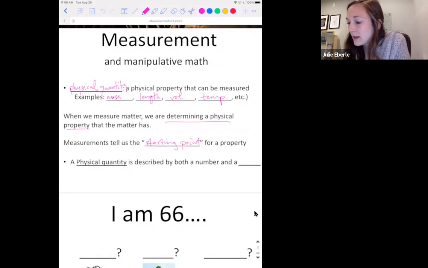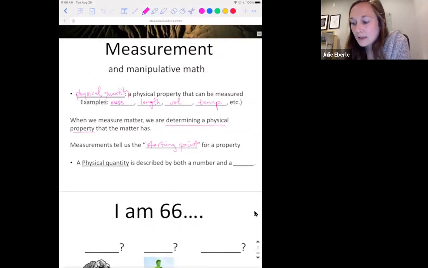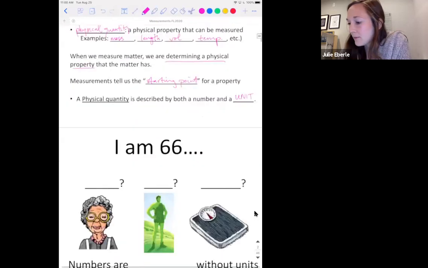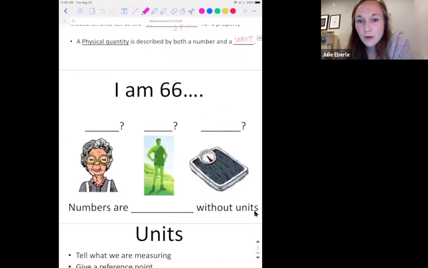Here's the most important part of this slide, this last statement down here: a physical quantity is described by both a number and a unit. I'm going to put that in all capitals because that matters an exponential amount to me: numbers and units. The next slide, I'm going to illustrate with a silly example how important units are. We use them in our everyday lives, and they're even more important in chemistry.